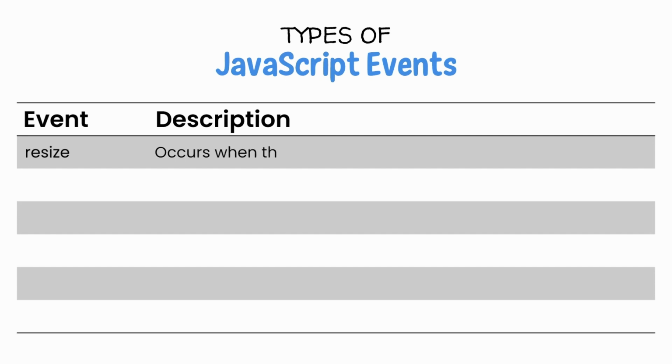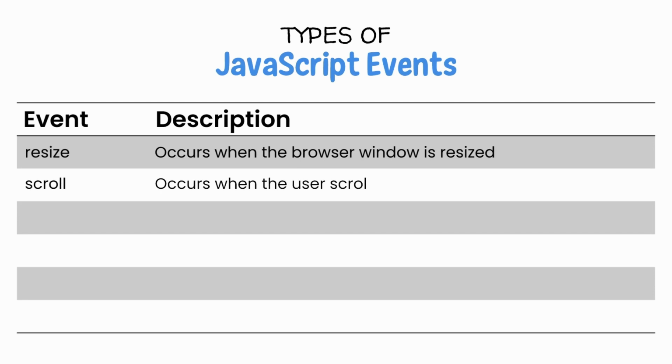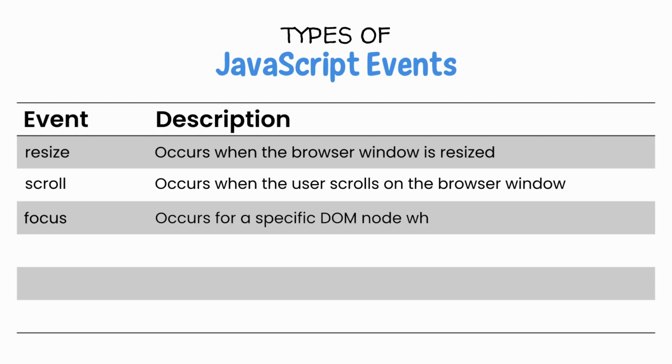Resize. It fires when we resize the browser window. But browsers repeatedly fire this event, so avoid using this event to trigger complicated code. It might make the page less responsive. Scroll. This event fires when the user scrolls up, down on the browser window. It can relate to the entire page or a specific element on the page. Focus. This event fires for a specific DOM node when an element gains focus.